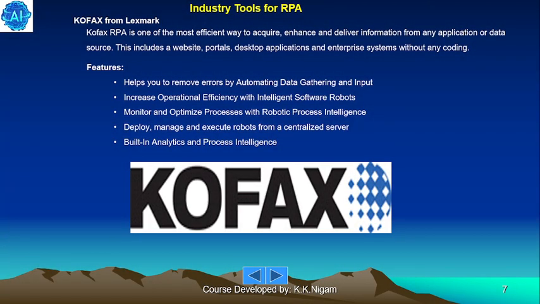Kofax from Lexmark. Kofax RPA is one of the most efficient ways to acquire, enhance and deliver information from any application or data source. This includes a website, portal, desktop application and enterprise system, without any coding. Features: helps you to remove errors by automating data gathering and input. Increase operational efficiency with intelligent software robots. Monitor and optimize processes with robotic process intelligence. Deploy, manage and execute robots from a centralized server. Built-in analytics and process intelligence.